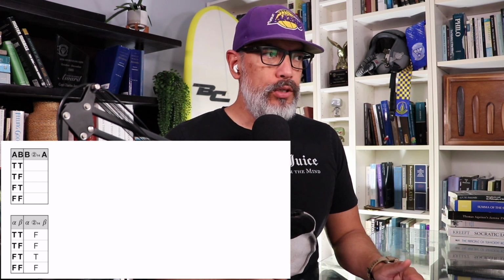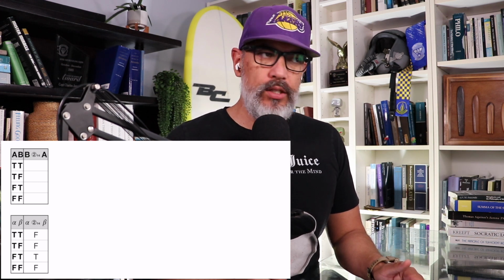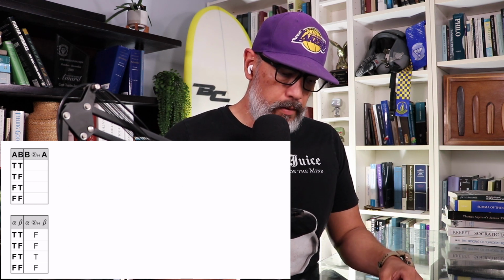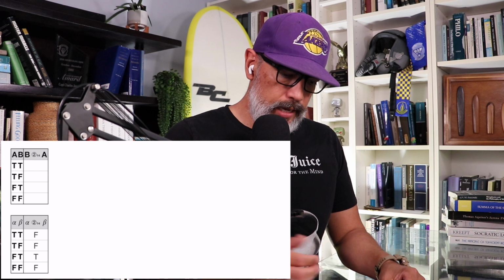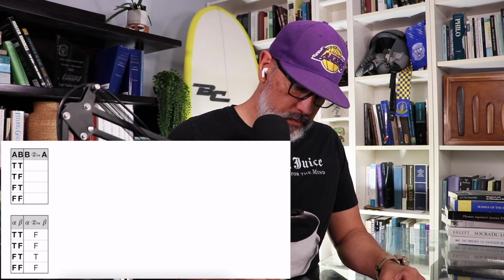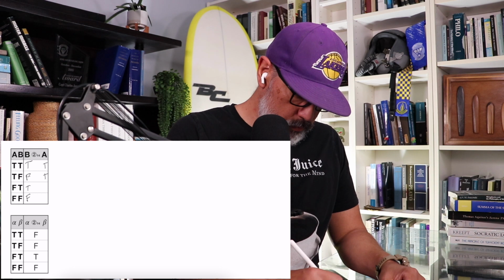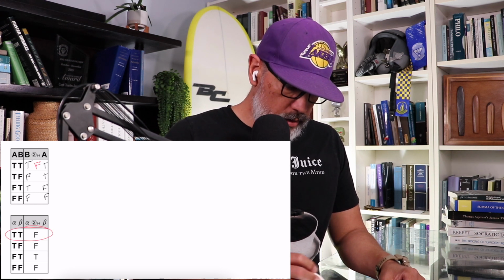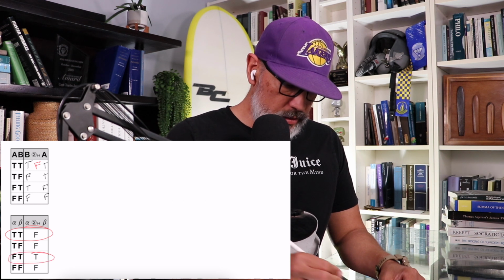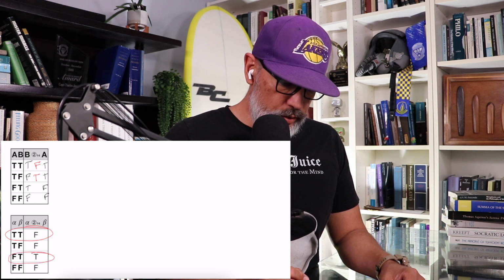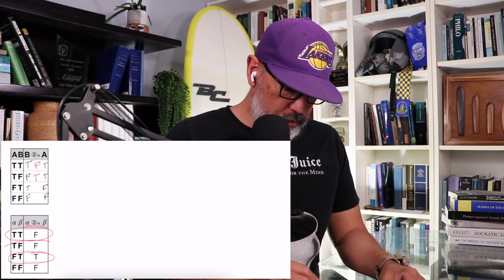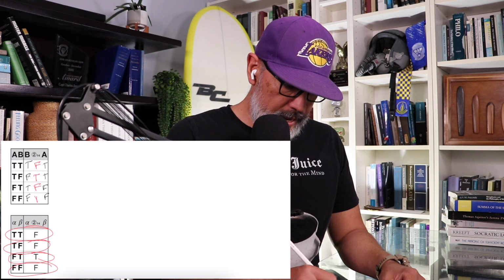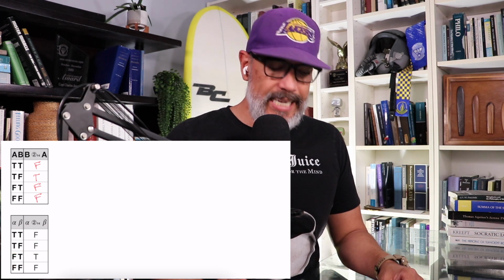Problem number 2 says, give the truth table for each of the following propositions. So let's see. The first one is B connective 14 A. The first row is TT, which gives us an F. The second row is FT, which gives us a T. The third row is TF, which gives us an F. And the final row is FF, which gives us an F. And there is our truth table, FTFF.